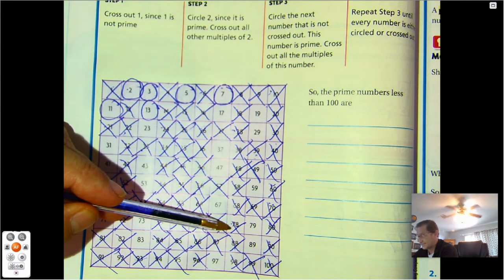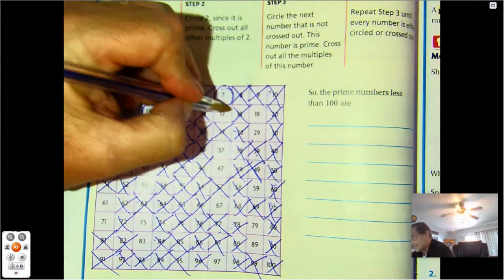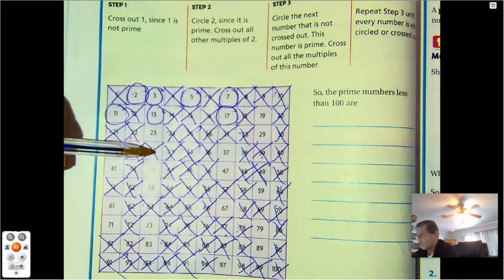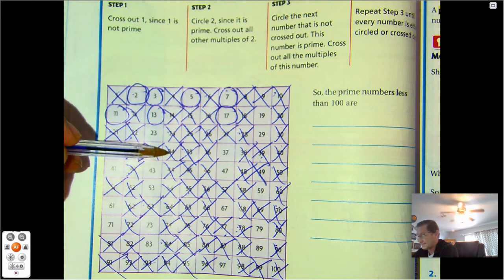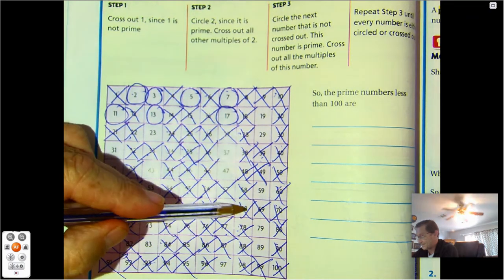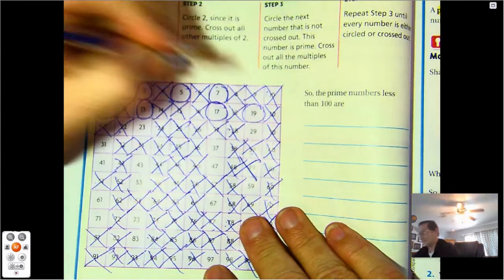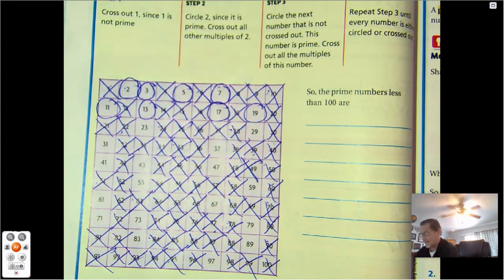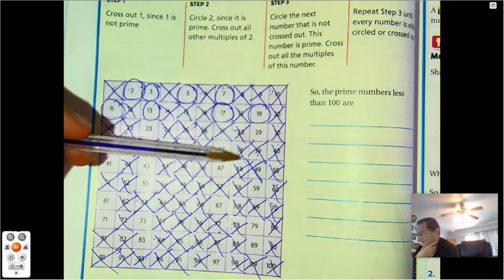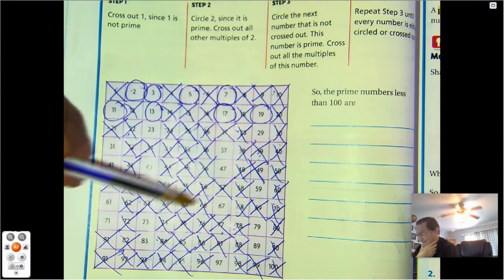Okay. Next, 17. 17 plus 17 is 34. 34 plus 17 is 51. 51 plus 17 is 68. 68 plus 17 is 85. All right. 19. 19 plus 19 is 38. 38 plus 19 is 57. 57 plus 19 is 76. 76 plus 19 is 95.